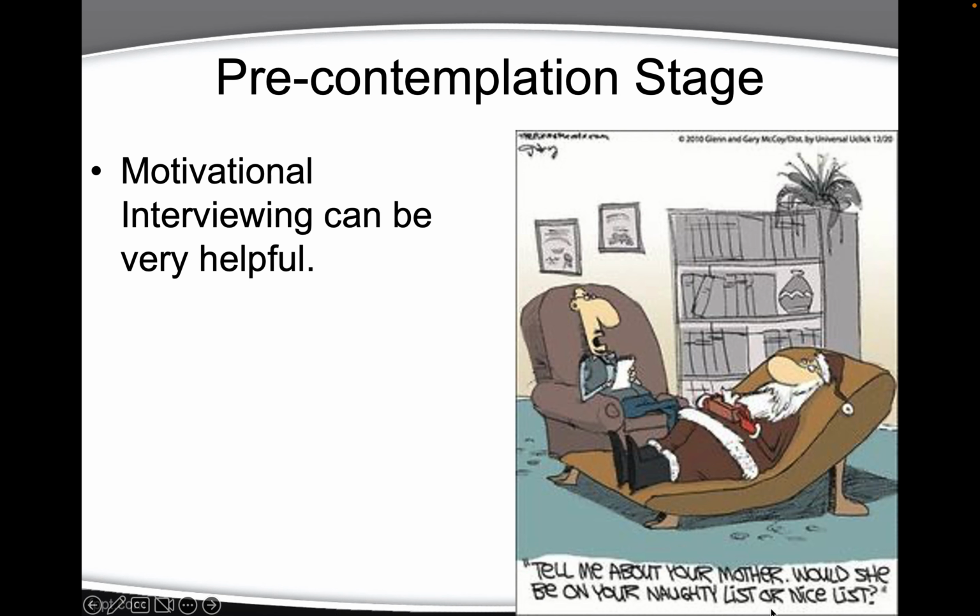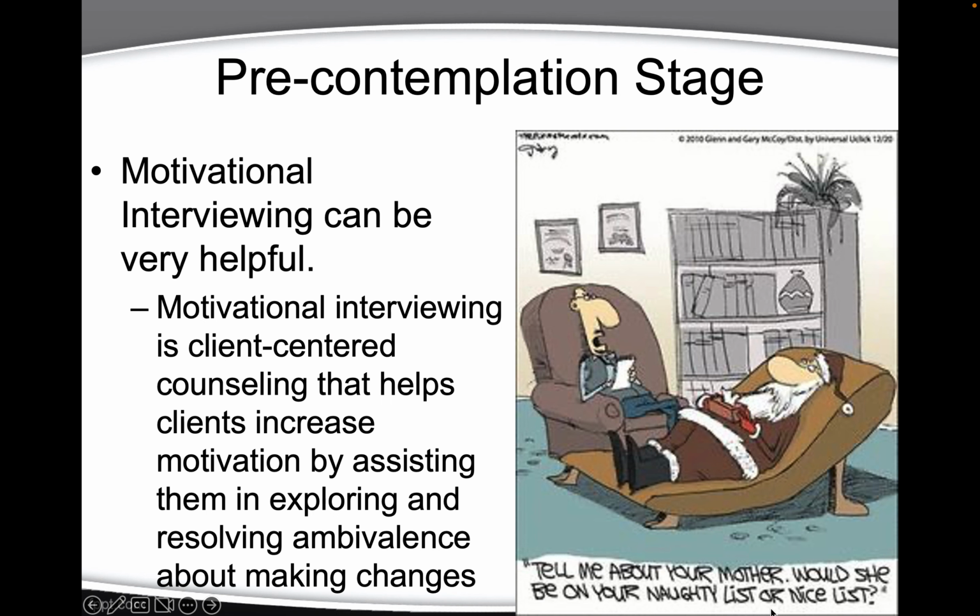In the pre-contemplation stage, motivational interviewing can be very helpful. Motivational interviewing is client-centered counseling that helps clients increase motivation by assisting them in exploring and resolving ambivalence about making changes.